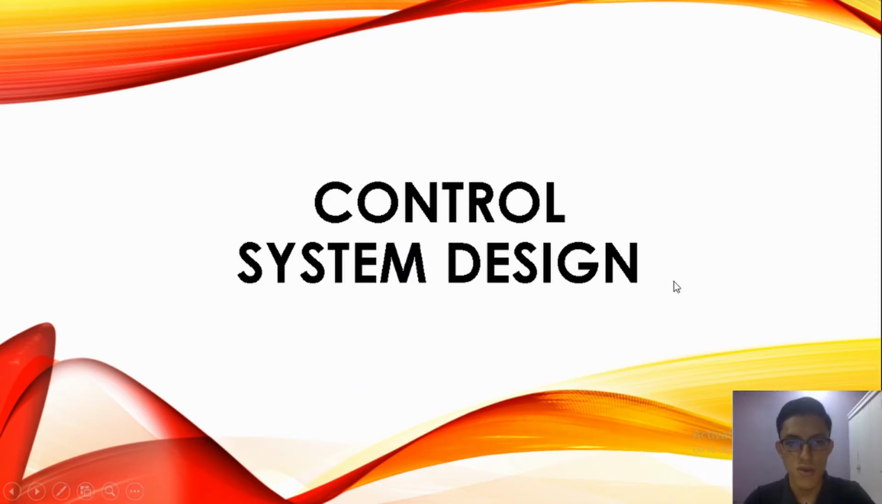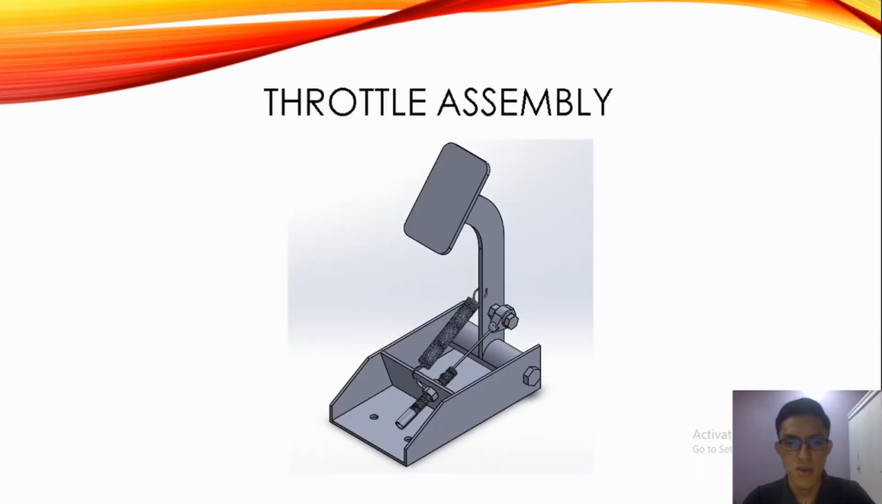So I will be showing the design. So here is the pedal assembly. The pedal here is the input. Force will be applied to the pedal. Spring here will act as an opposite force when pushing the pedal. As the pedal rotates, it will pull the throttle here that connected to the engine.